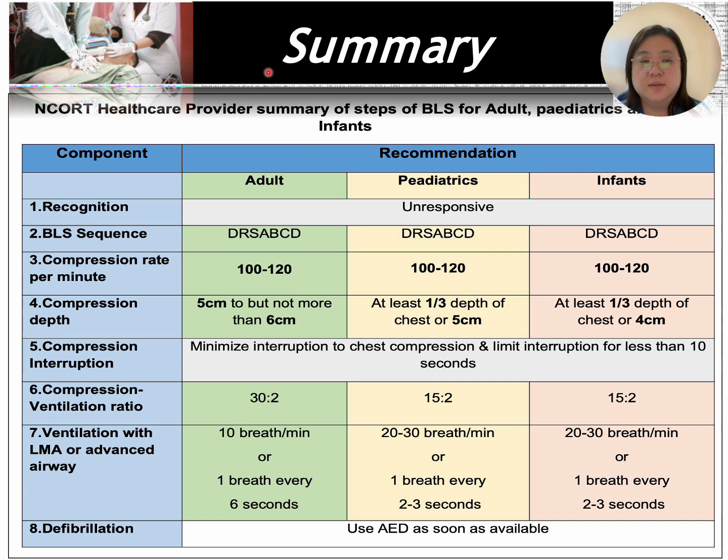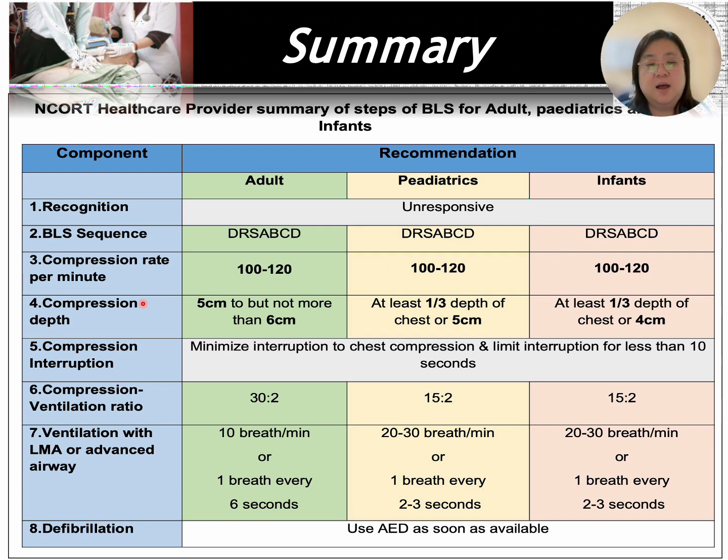So these are the summary of steps for BLS for adults, pediatrics and infants. These are the most important slides of all when you try to revise. You should have a look at this table. Basically this is the BLS steps for adults, pediatrics and infants. Basically all their sequence is DRABC. What is their compression rate? Push fast, all are 100 to 120 beats per minute.